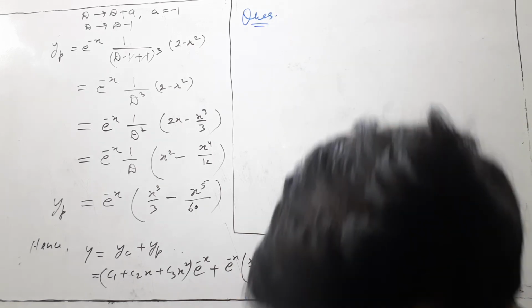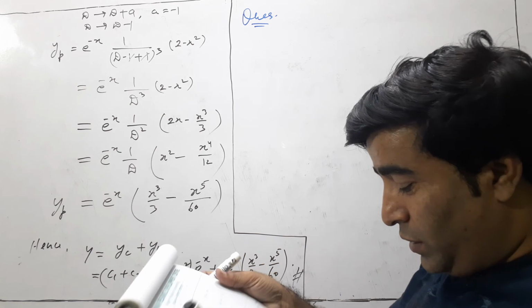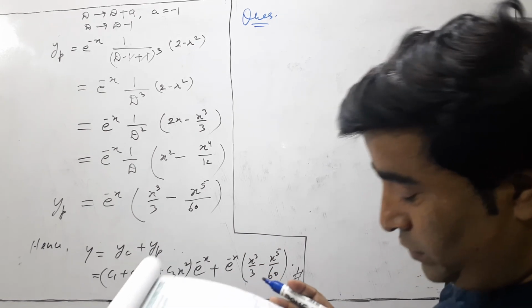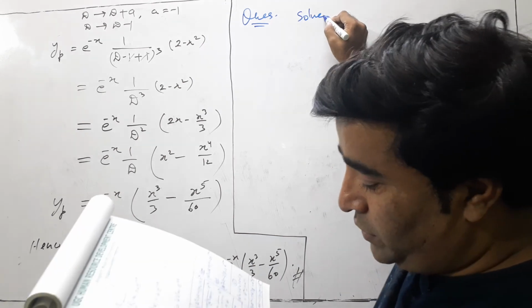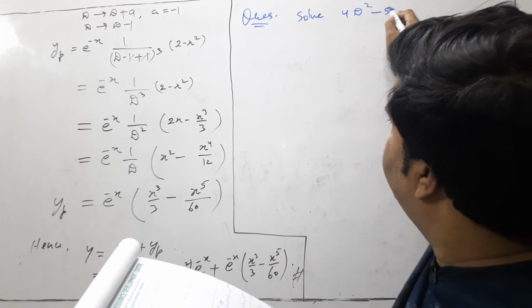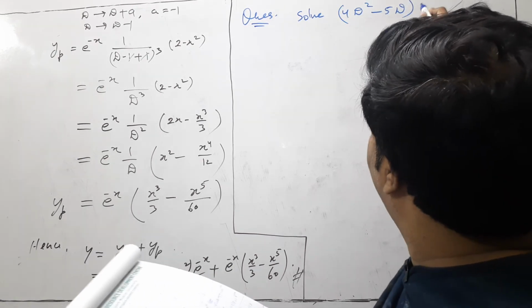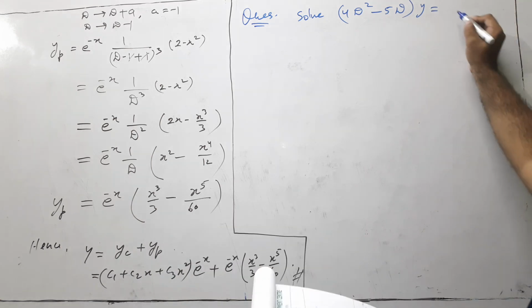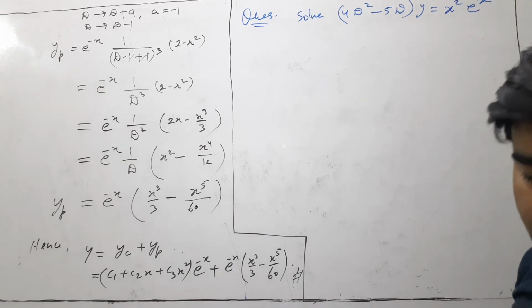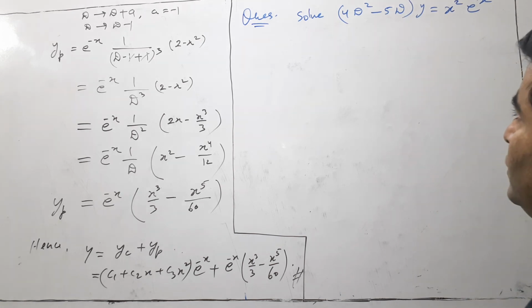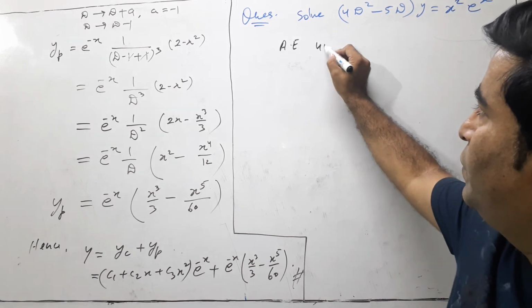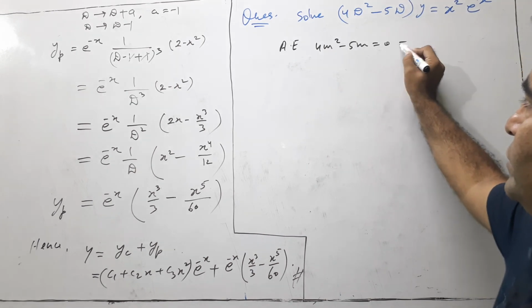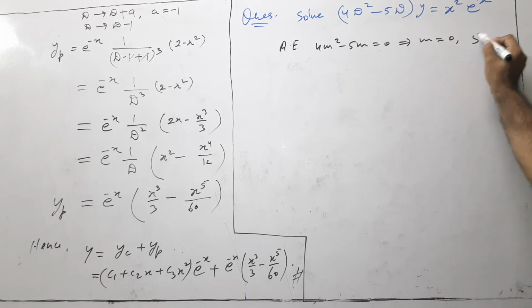The next question we have to solve is the differential equation (4D square minus 5D)y is equal to x square e to the power x. First of all, the auxiliary equation is 4m square minus 5m is equal to 0. Here m is 0 and m is 5 by 4.